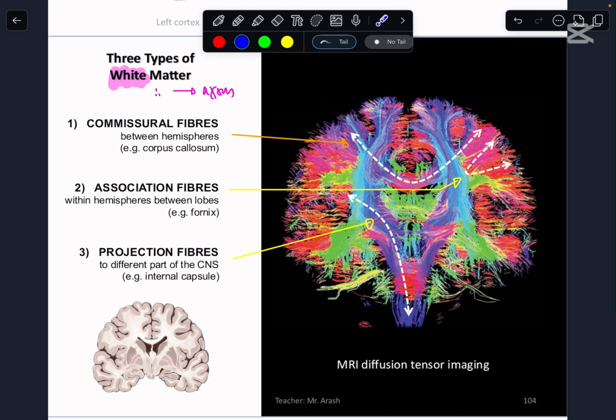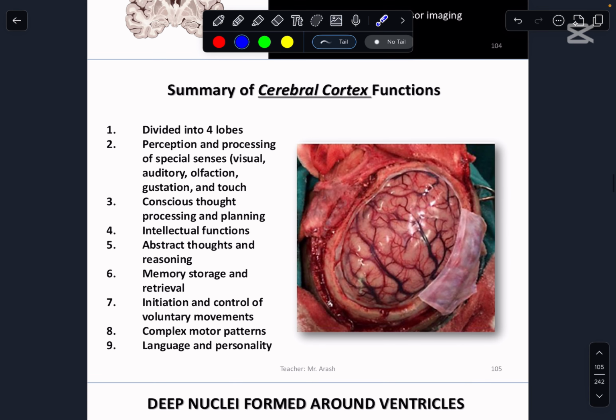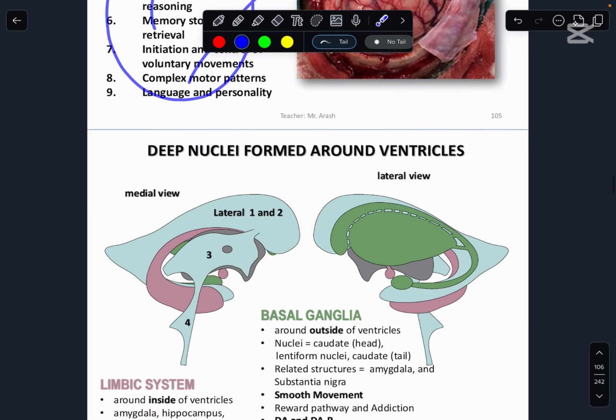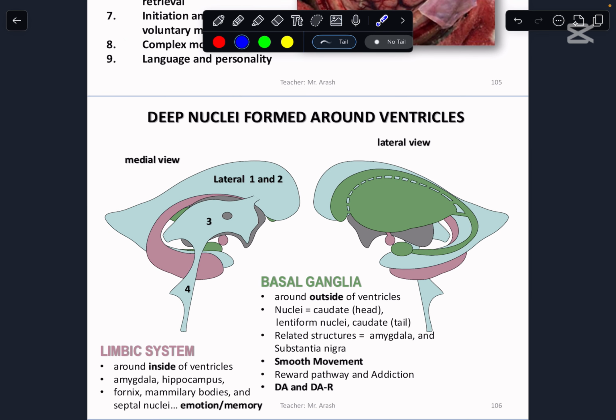Associative fibers, or association fibers, connect different lobes, and projection fibers connect different parts of the brain. All right, so that's the summary of everything we discussed. You guys can give this one a read. We talked about that. Now let's talk about the deep nuclei of the brain, the parts of the brain which are deep.